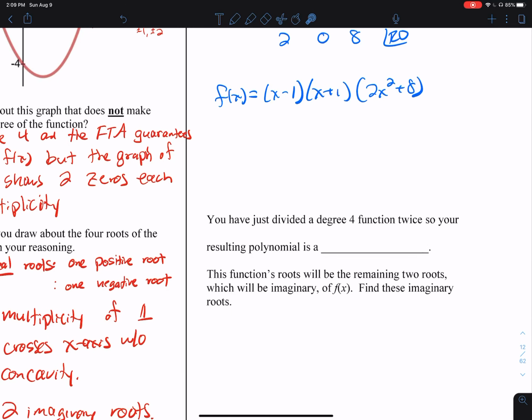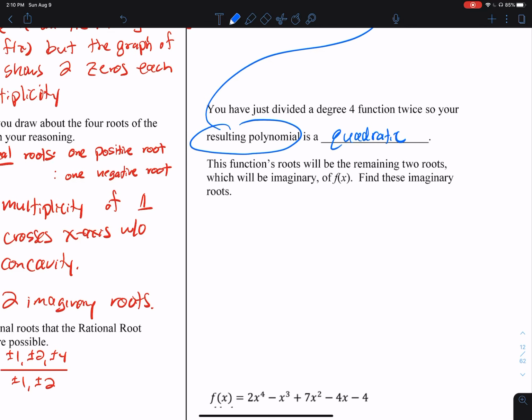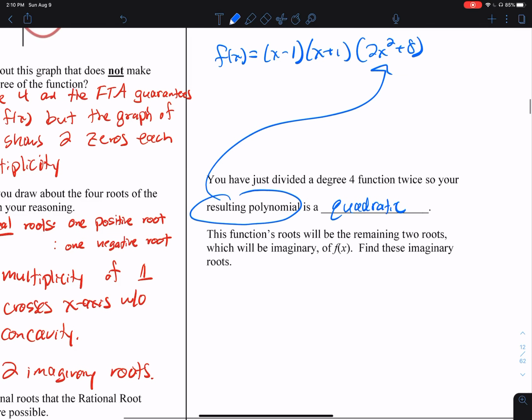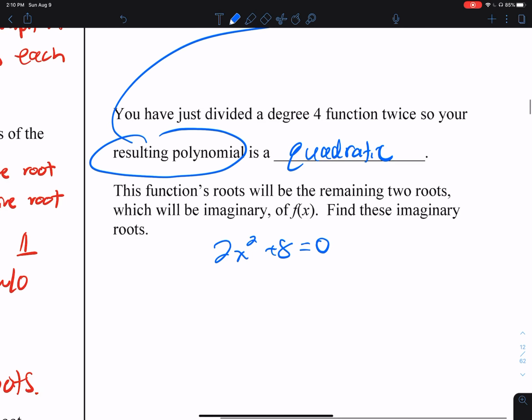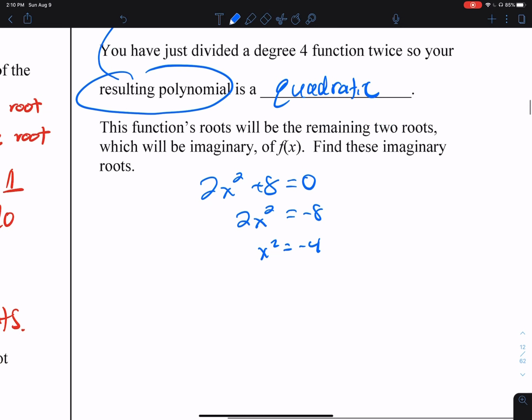You've just divided a degree 4 function twice, so your resulting polynomial, referring once again to this, is a quadratic. This function's roots will be the remaining 2 roots, which will be imaginary. So if I take 2x squared plus 8 and set it equal to 0, I subtract 8 from both sides and then divide both sides by 2. If I square root both sides, you do plus or minus. The square root of -4 is 2i.